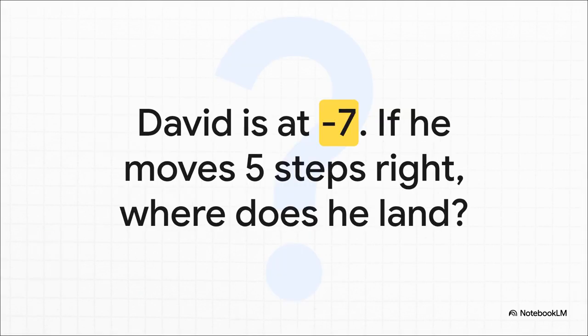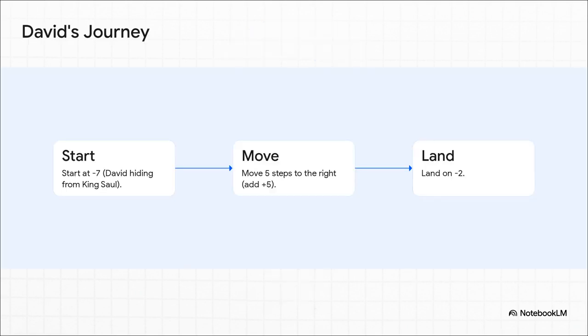And the word problems become these little mini stories. Get this. David is in a bad spot, hiding from King Saul, so he's at position -7. Then he moves 5 steps to the right. Where does he end up? So how do you solve it? You just follow the story.